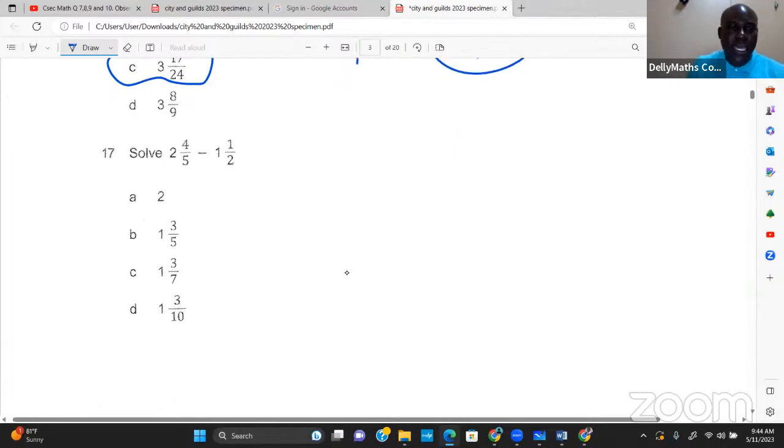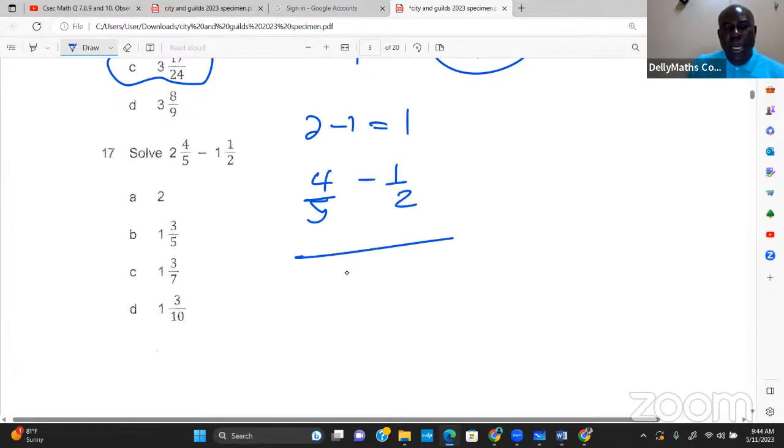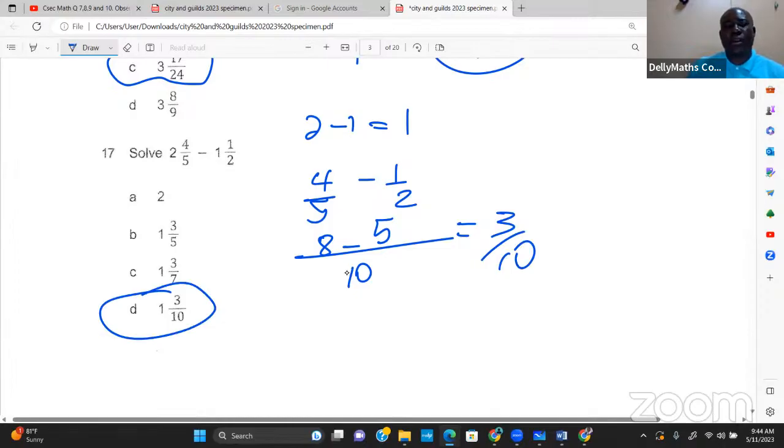So I'm subtracting again. If I subtract 2 minus 1, I'll get 1. Now I'm going to subtract 4/5 minus a half. So I'm talking about 8 minus 5, over 10. So we're talking about 3/10, 1 and 3/10. So this is my other thing there. So you're doing regular fractions, your regular subtraction of fractions, and go through.